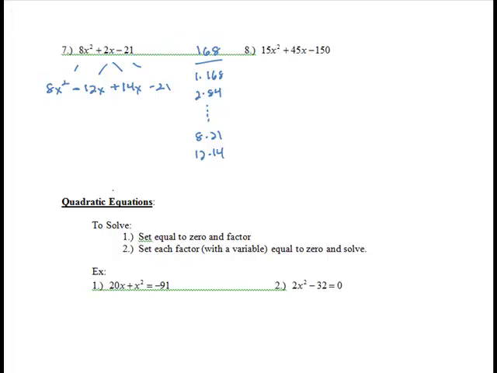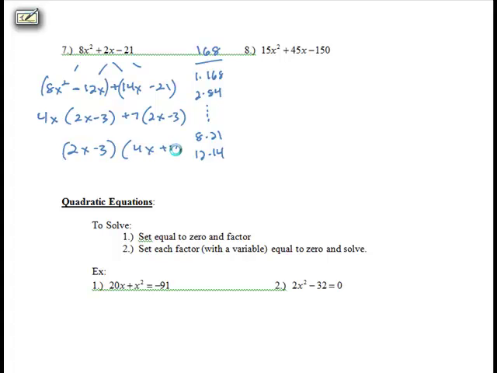Now we have a polynomial of 4 terms allowing us to factor using the grouping method. Group the first two terms together in parentheses, the last two. Factor out the greatest common factor from the first set of parentheses, 4x, leaving us 2x minus 3. The next set of parentheses, 7, leaving us again 2x minus 3. So factor that 2x minus 3 out in front. What we're left with then is 4x plus 7.